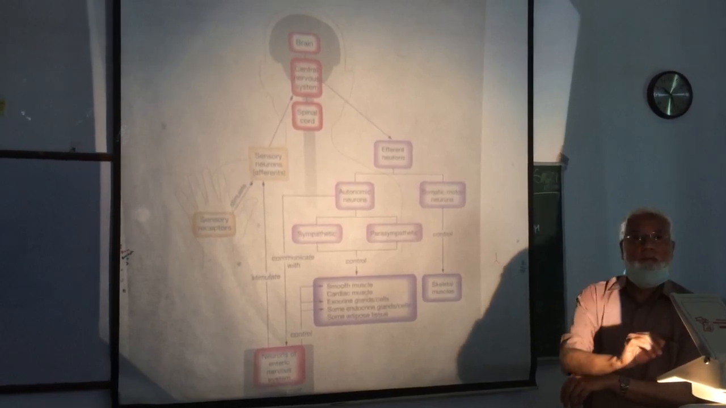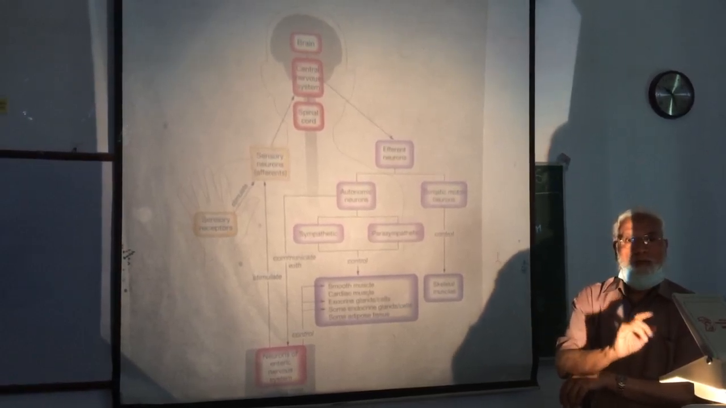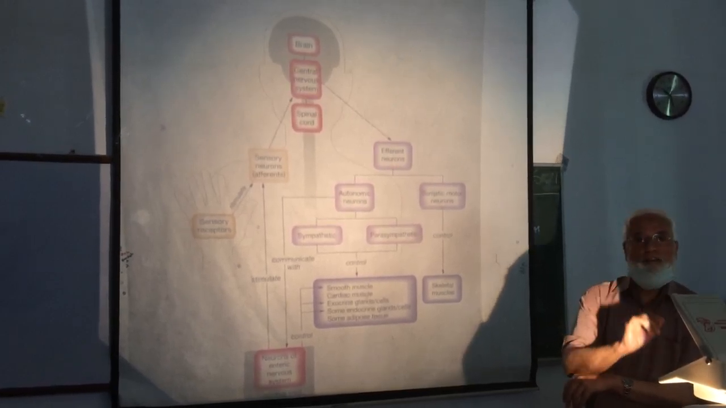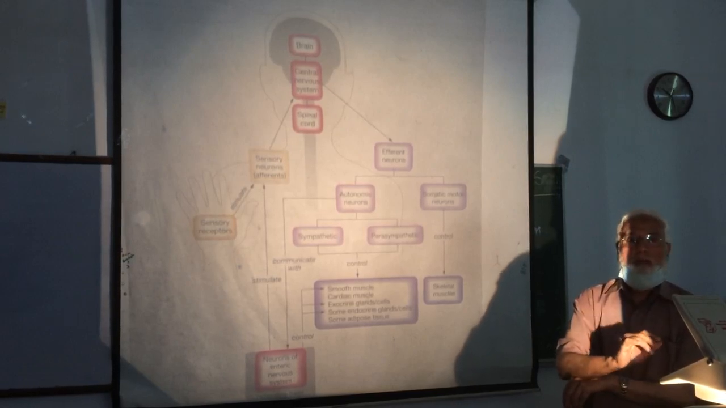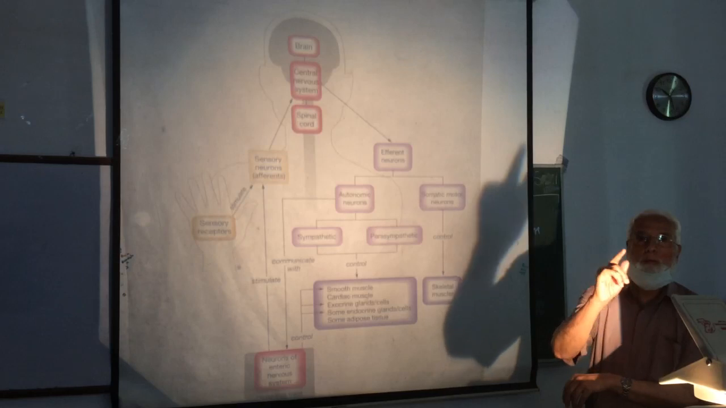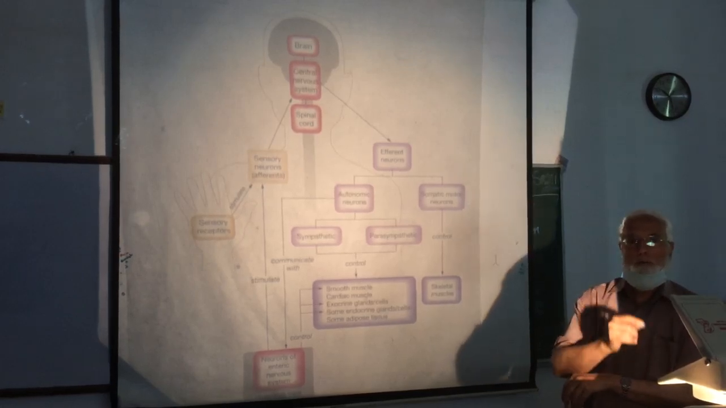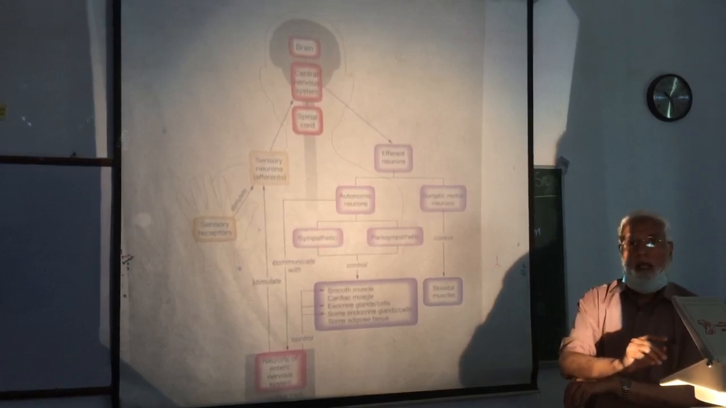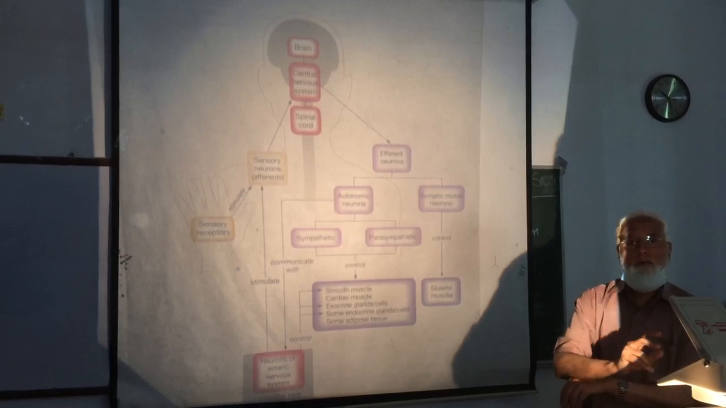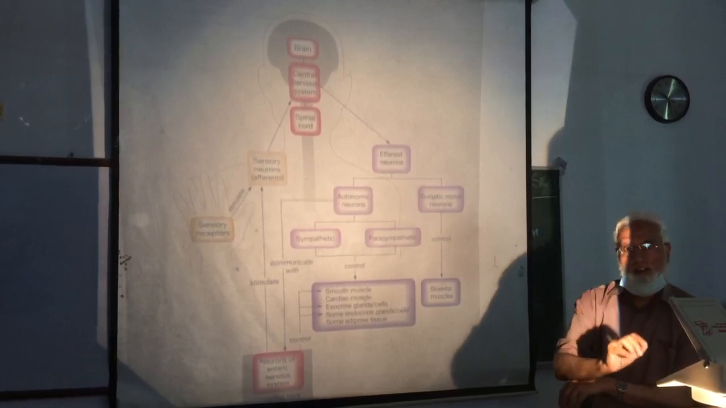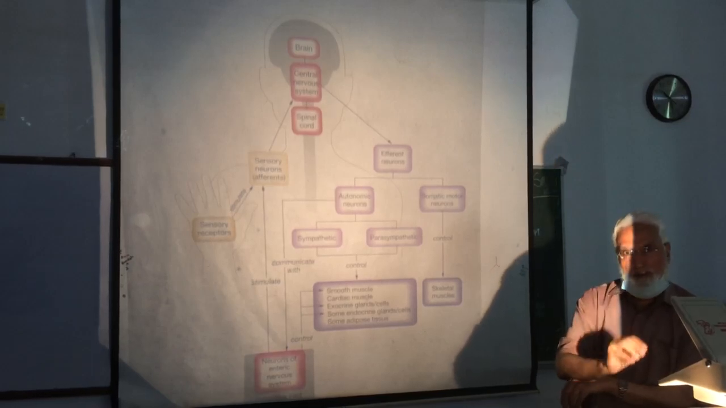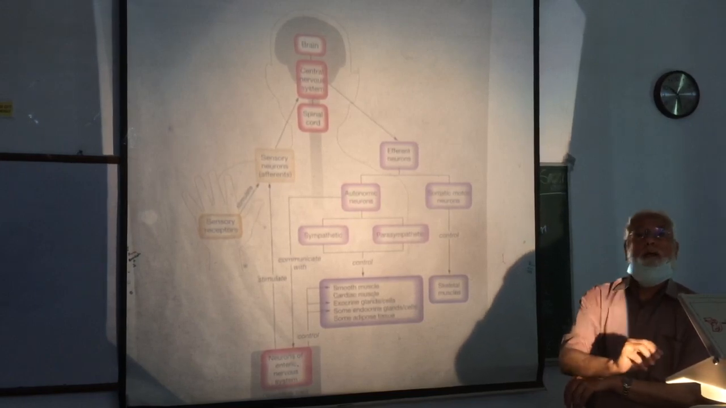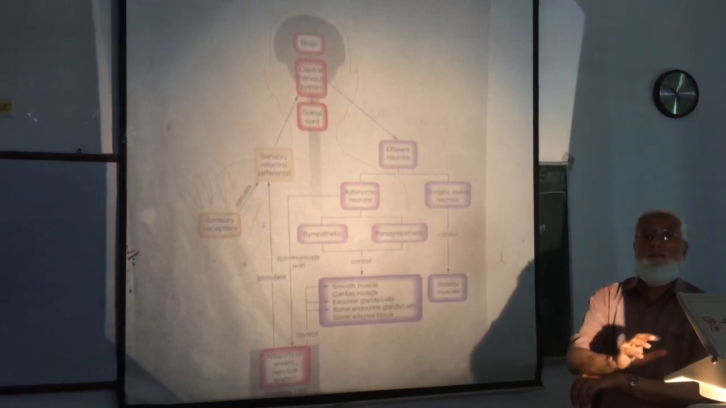Structurally, nervous system is of two types: central nervous system and the peripheral nervous system. Central nervous system consists of the brain and spinal cord. And peripheral nervous system consists of 12 pairs of cranial nerves and 31 pairs of the spinal nerves.